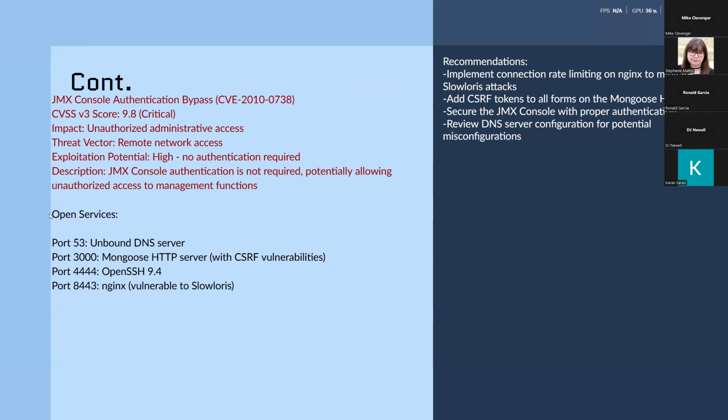And then some of the notable open services: port 53, the Unbound DNS server, port 3000, which is the Mongoose with the vulnerabilities, port 444, which is OpenSSH 9.4, port 8443, Nginx. The recommendations for this host would be to implement connection rate limiting on Nginx to mitigate slower attacks, add CSRF tokens to all forms on the Mongoose HTTP server, secure the JMX console with proper authentication, review DNS server configuration for potential misconfigurations.